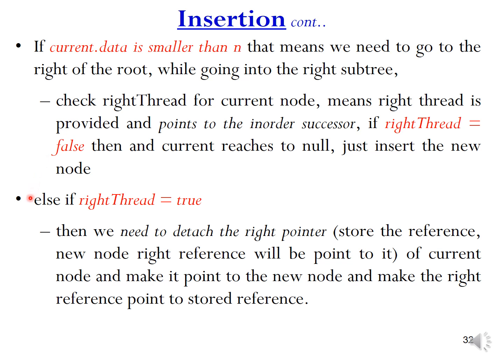Else if right thread equals true, then we need to detach the right pointer. So if it is true, we need to detach the right pointer first and store the reference of the new node. The right reference of the current node will be made to point to the new node, and the new node's right reference will point to the stored reference.